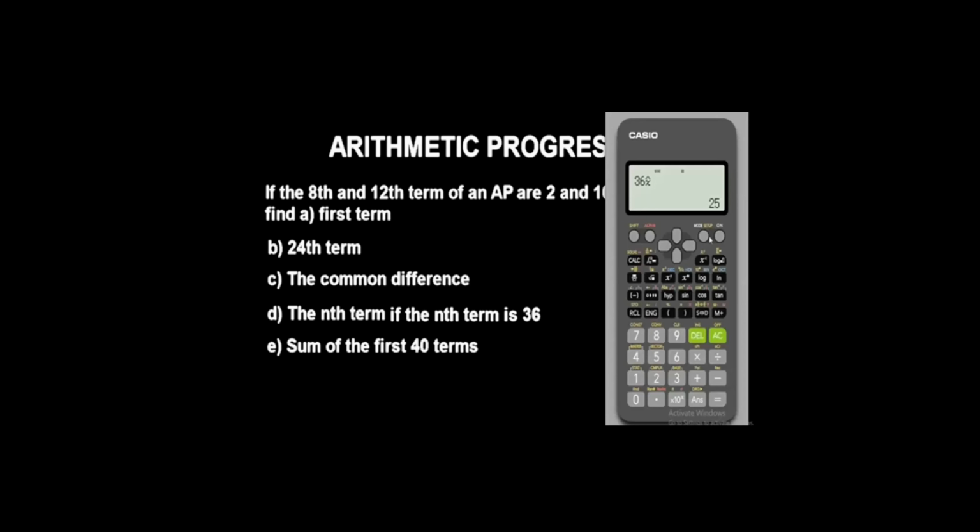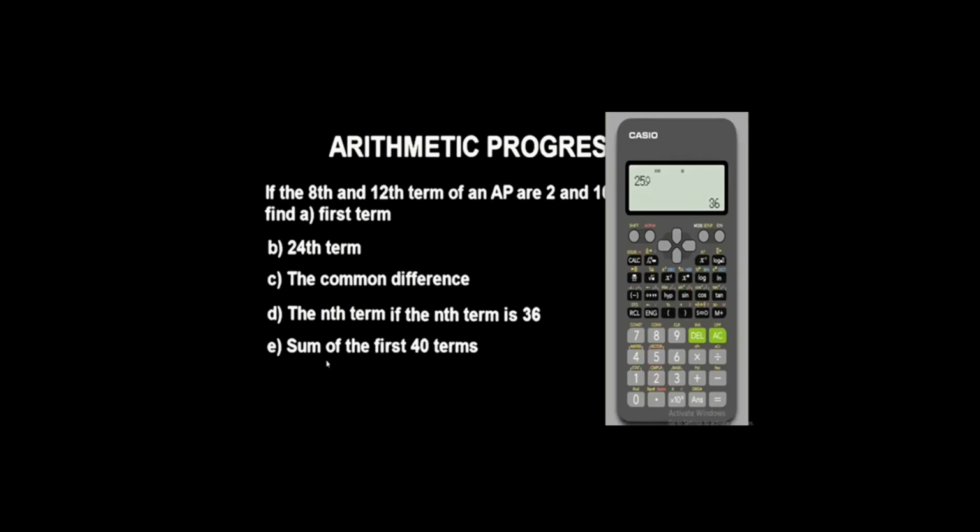Now let me show you something. Since the end term is 25, let's do something now. Press shift, start, regression. Let's go for option 5 now. Let's see if we check for the 25th term whether we're going to get 36. Alright, you see 36. So it's as simple as this, guys.